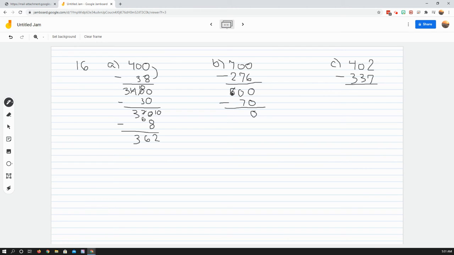So the 5 is no longer going to be 5. It's going to be a 4. And the 10 that I borrowed is going to go to this one. It's no longer going to be 0. It's going to be a 10.